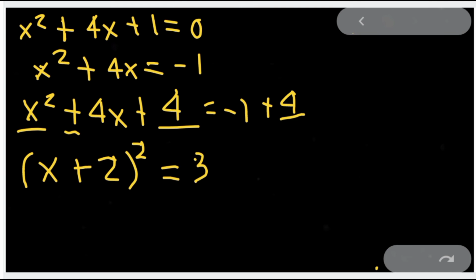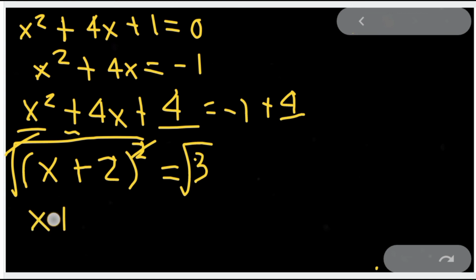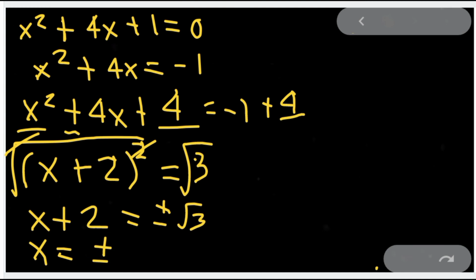Now, we can extract the square root. So, extract the square root. We can cancel it. So, we have x plus 2 equals positive, negative square root of 3. So, the value of x, we can transpose positive 2 here. So, we have x is equal to positive, negative square root of 3 minus 2. So, that is our final answer.